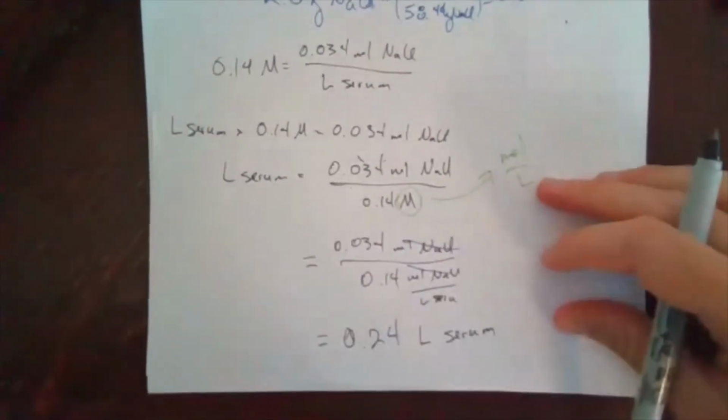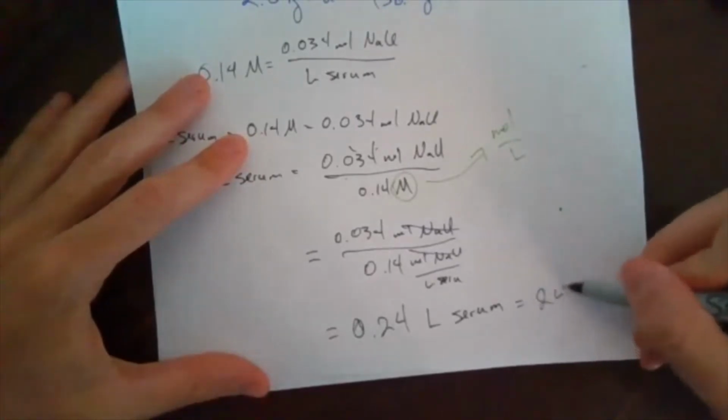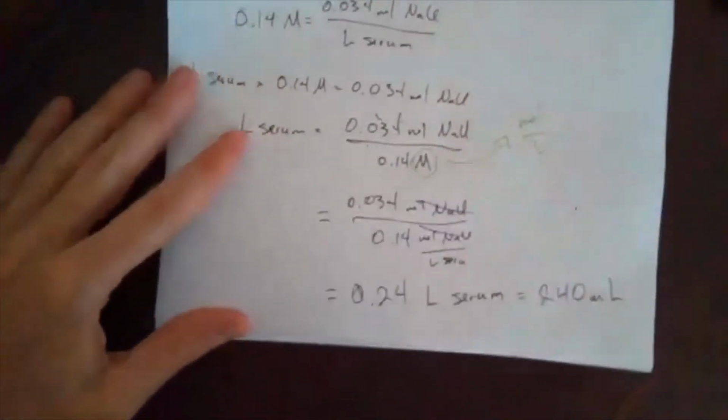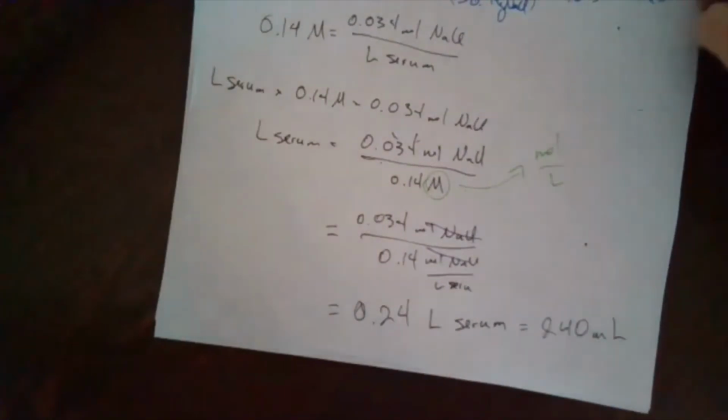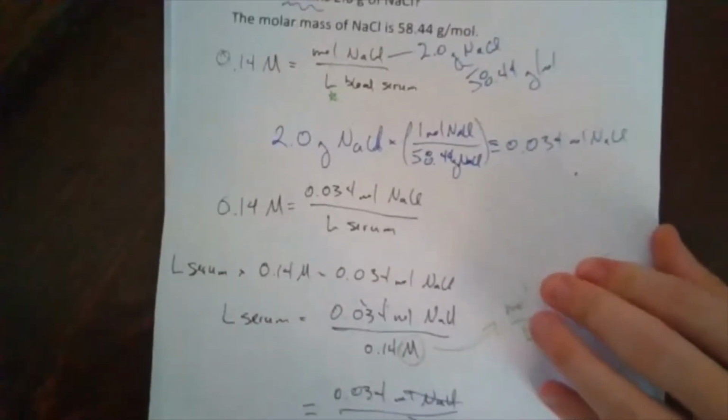I can take that. 0.24 liters is kind of an awkward number. I could easily convert that to 240 milliliters if I so desired. That'd be a bit more common representation of that volume. But all I'd asked for was a volume, and 0.24 liters certainly works.